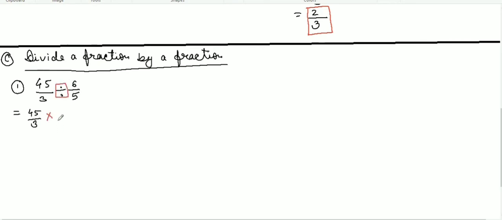Change this division sign to multiplication. Then write down the second fraction, but don't write it as it is. Flip the fraction. Flip means reciprocal. Take the reciprocal of 6 over 5, which will be 5 over 6. Now same process, multiply across, which is 45 multiplied by 5 over 3 multiplied by 6.